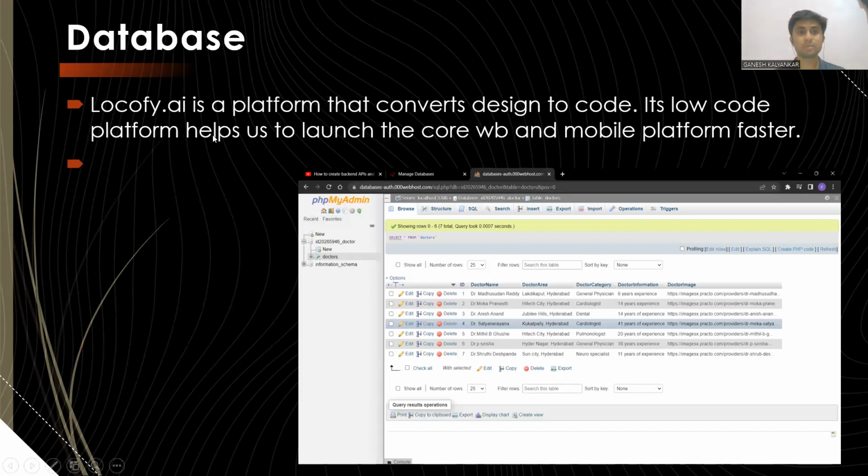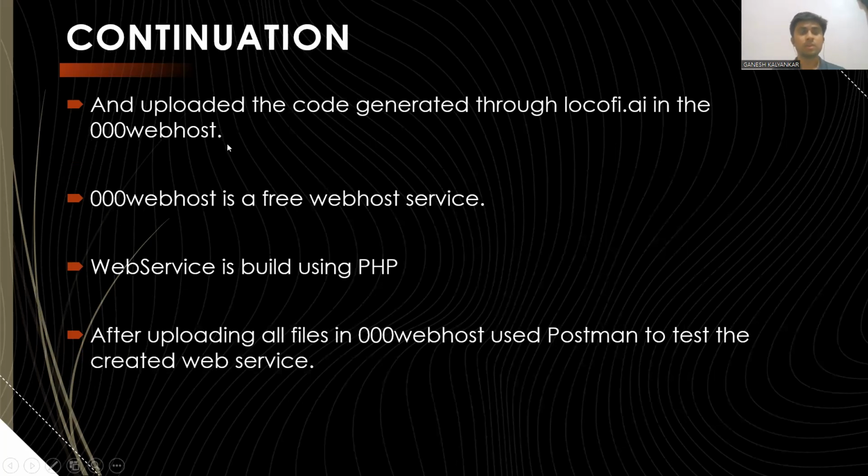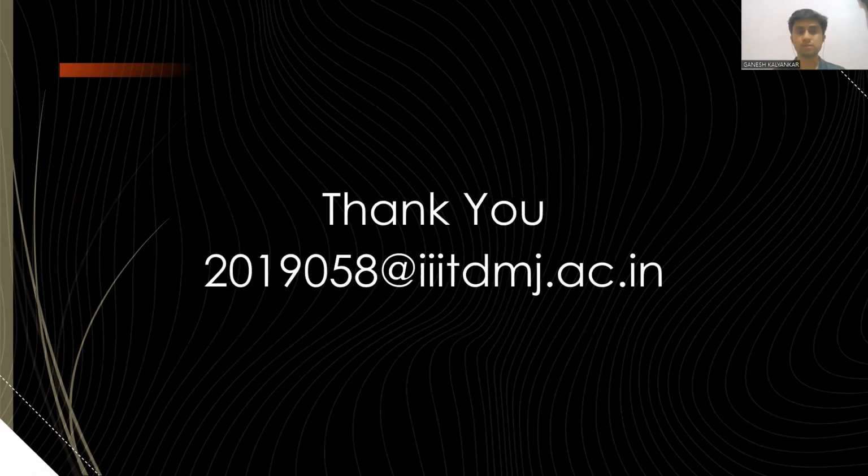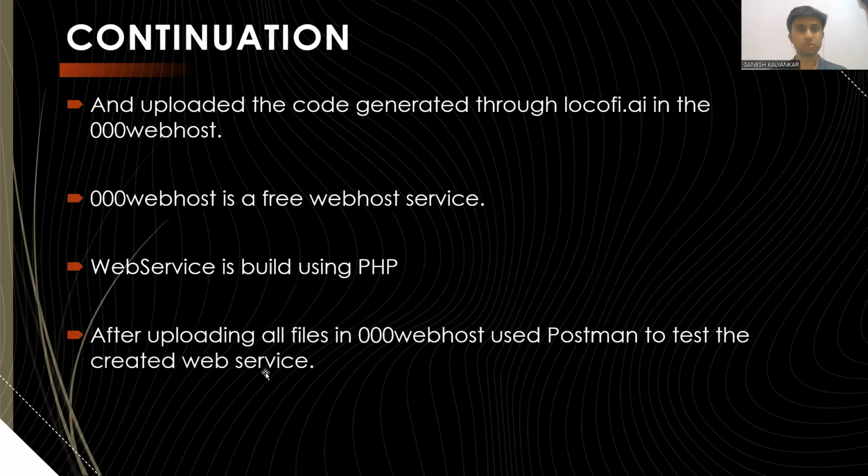So here is the database. It is a relational database which includes ID, doctor's name, doctor area, doctor category, information, and image. So I uploaded the PHP code and the HTML, CSS, and JavaScript files on 000webhost. It is a free web host service. Then I used Postman to test the created APIs. So let's go to the demo part.